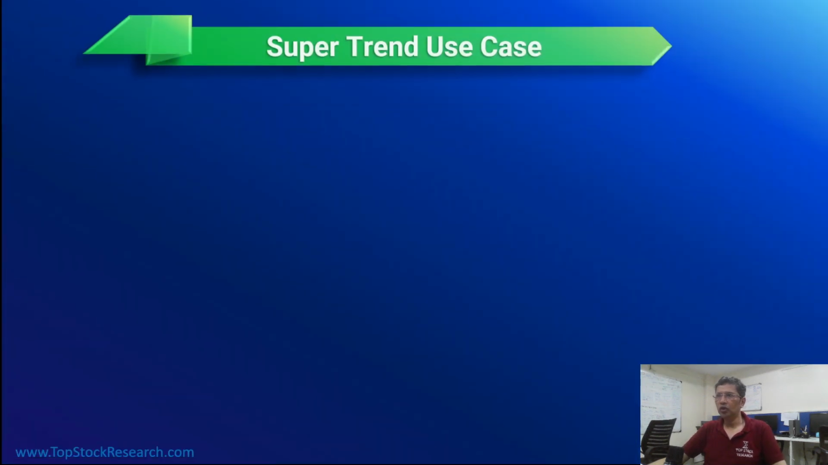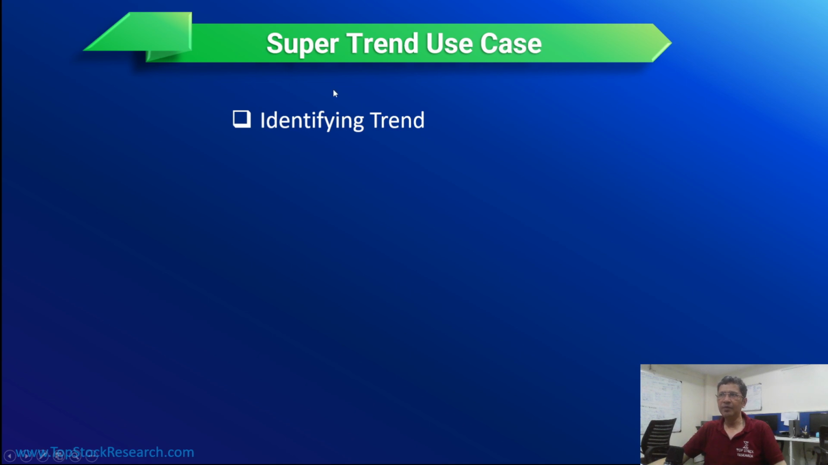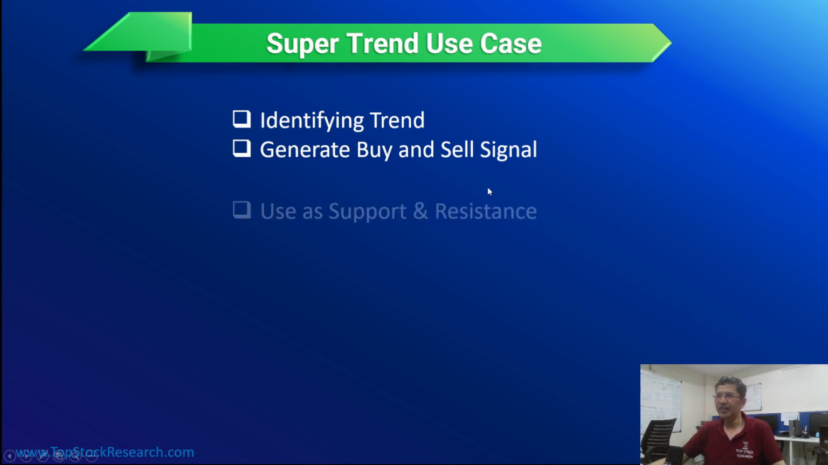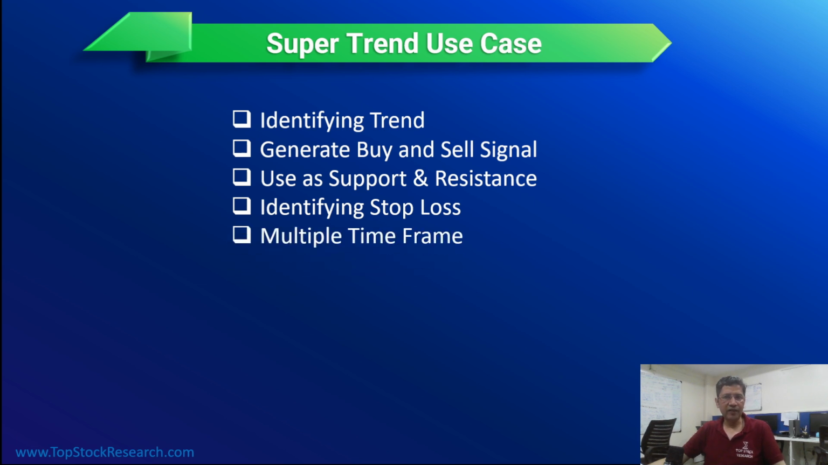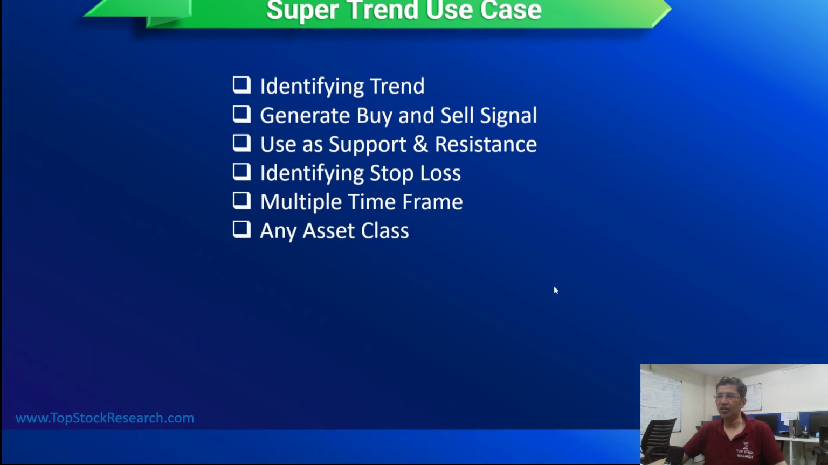Okay. So Supertrend use cases. Number one, as the name suggests, it identifies trend. It generates buy and sell signals, as we have seen in the previous slides. It can be used as support and resistance. It can be used for identifying stop loss. It can be used on any time frame. Whether you want to use a 1 hour chart, 1 day chart, 1 week chart or 15-minute chart, you can use it in any time frame, and you can use it in all asset classes. The asset class that we are using here is stocks, right?